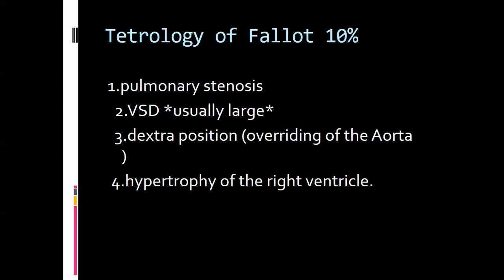The ventricular septal defect is usually large, and then there is the dextroposition. Dextroposition, there is the overriding of the aorta, and the fourth one is the hypertrophy of the right ventricle. So these are the four conditions associated with the tetralogy of Fallot. Number one is the pulmonary stenosis and ventricular septal defect, the third one is the dextroposition and overriding of aorta, and the fourth one is the hypertrophy of the right ventricle.